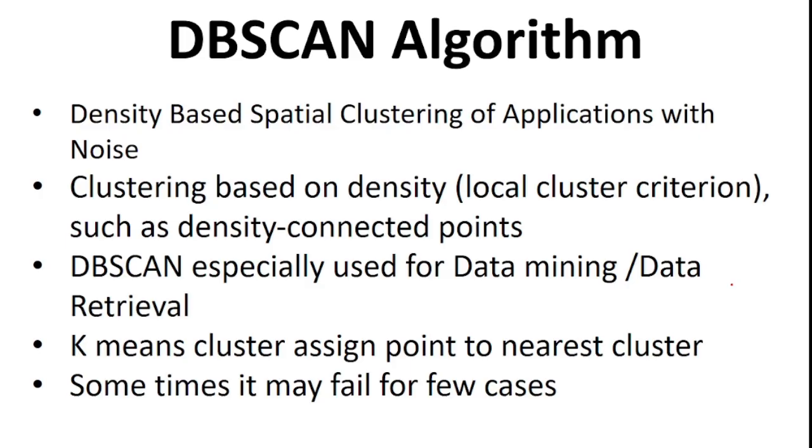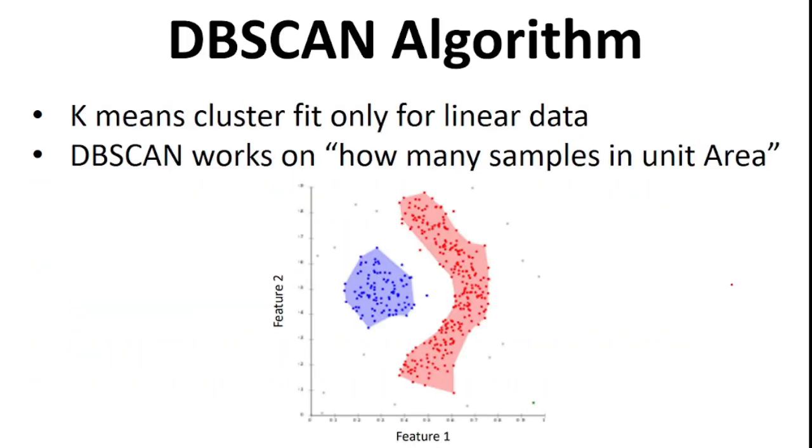The K-means algorithm is best suited for linear types of data sets. But for data sets that have curved data points, the K-means algorithm fails. K-means clustering assigns points to the nearest cluster, so sometimes it may fail. In order to overcome that, we are using the DBSCAN algorithm.